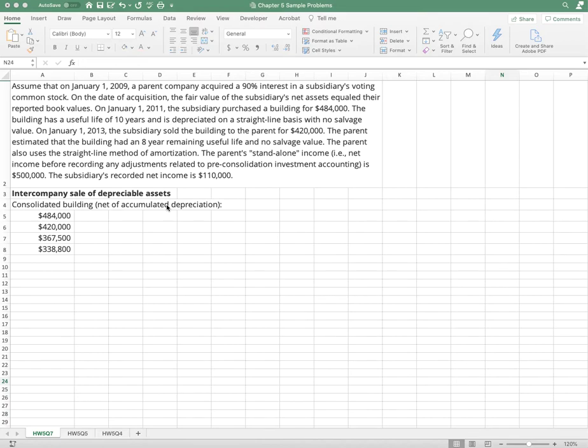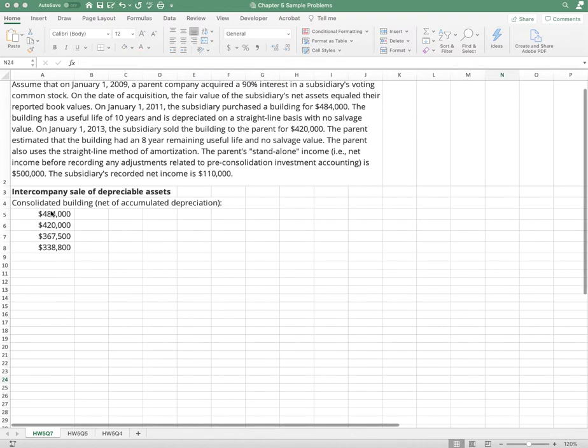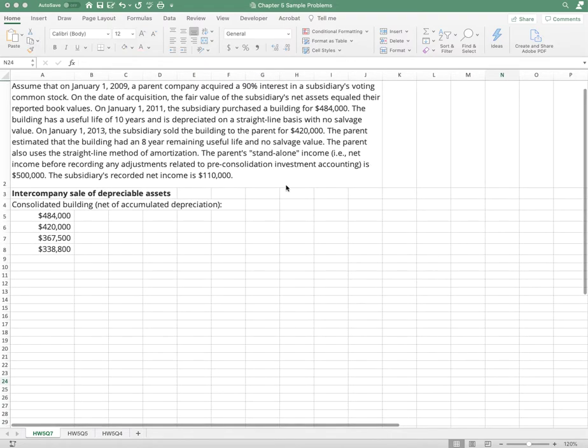And so really, in this problem, we have a whole lot more information than we need, because the consolidated building that's going to be reported is going to be as if the intercompany transaction never took place. So that means we can really just focus on the subsidiary and depreciate over the time from the end of this year, and that will give us the consolidated building.